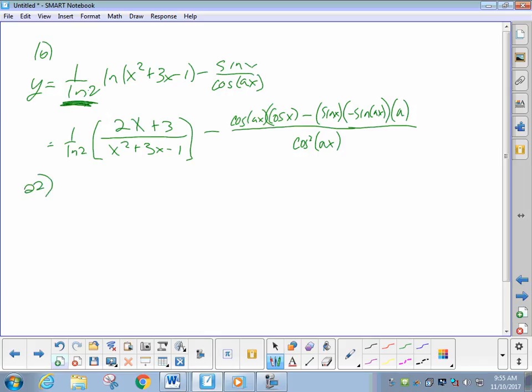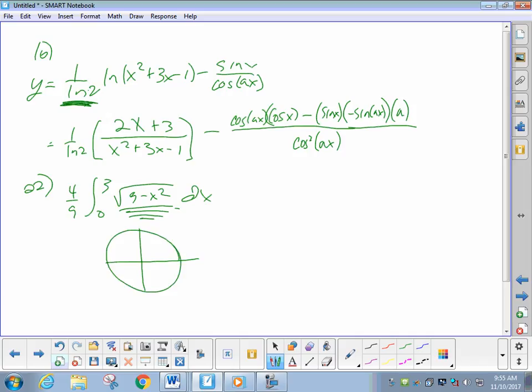22 is a you either recognize it or you don't kind of question. Forget the 4/9. What does this graph look like? Circle with a radius of 3. Then the question is, what part of the circle? Tell me first of all why it's top half only. Because it's positive. Tell me why it's right side only. Because it's 0 to 3. The limits of integration are 0 to 3.